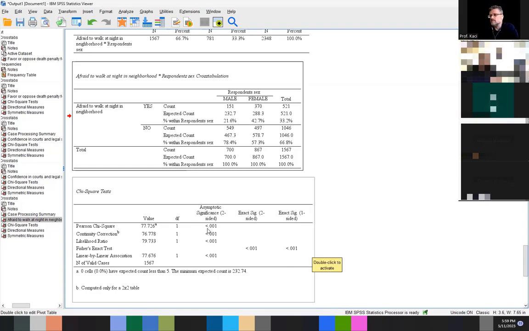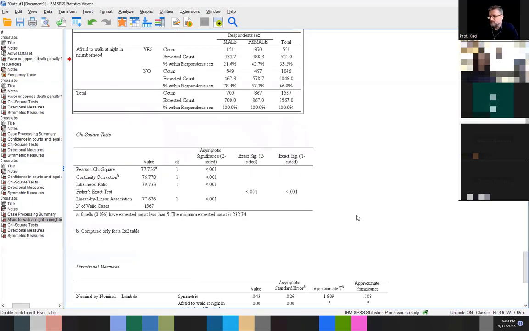With 1 degree of freedom, this is the p-value. Reject the null hypothesis, accept the alternative, and then you write what the alternative is and how you have sufficient evidence to accept the alternative hypothesis.